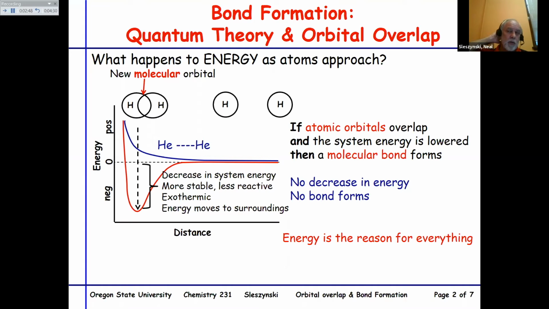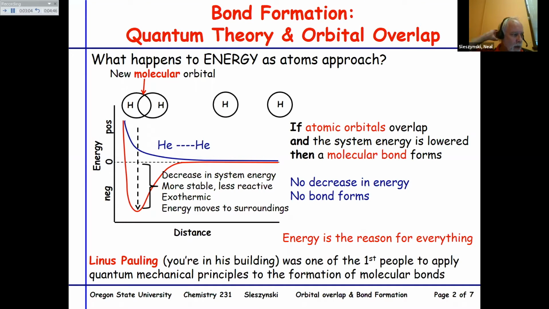As I insist with almost every topic that we have, energy is the reason for anything. And if you can figure out how energy changes during the course of the reaction that we're taking a look at, then we can rationalize why we end up getting chemical bonds.